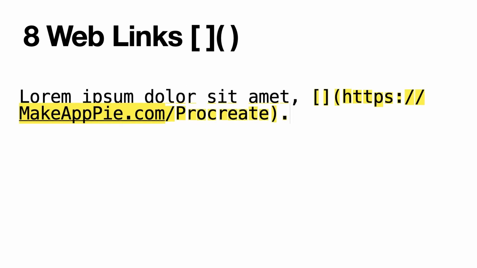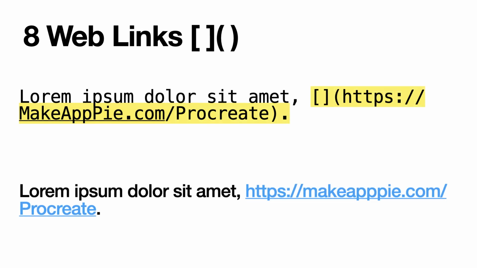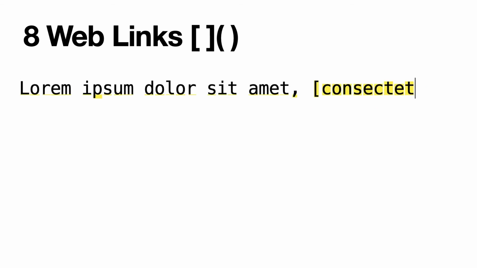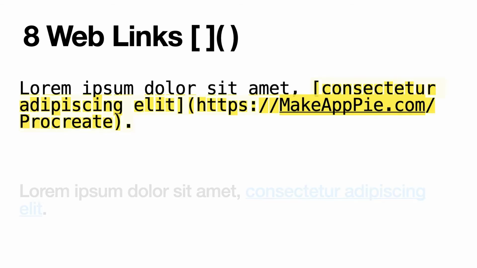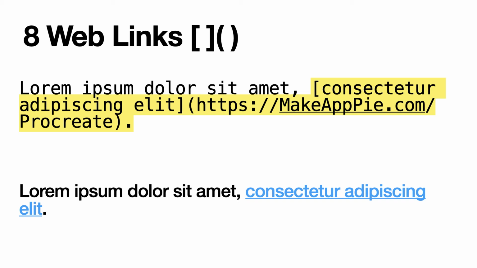Number 8, links. If you want to add links to your document, you can do that with square and round brackets. If you want to display the link, use empty brackets, followed by the link in parentheses. If you have a specific link text, place the text inside the brackets. There are often automatic features for this. If you copy and paste a link from somewhere, many applications will set up the tag for you.